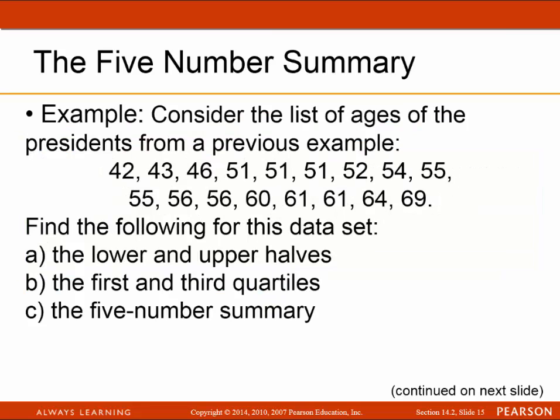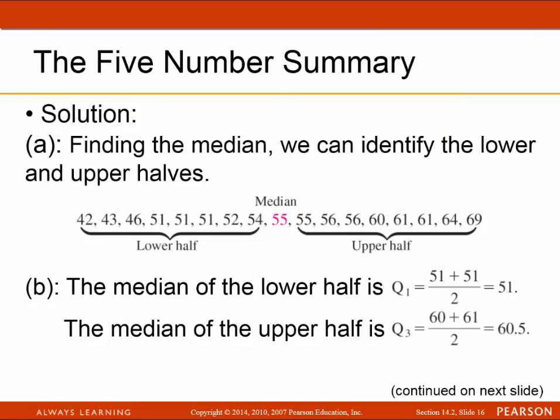So here's an example. Consider the list of ages of the presidents from the previous example. We're going to find the lower and upper halves, the first and third quartiles, and the 5-number summary. The first thing is to find the median, which is Q2. Then we can identify the lower and upper halves. Here's the median, 55. The lower half is this data set here, and the upper half is this data set.